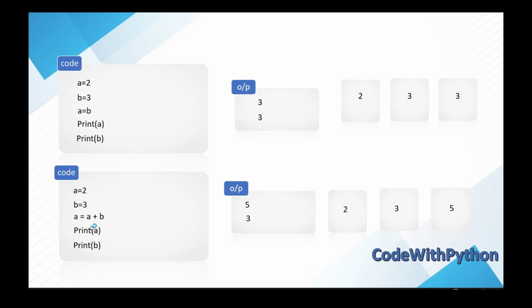Then in place of a, what will we do? a plus b. So a is nothing but 2, plus b is nothing but 3. 2 plus 3 is nothing but 5. So a is equal to 5. Now the a value is 5. So what should we print here? Print a is 5. Print b is 3.